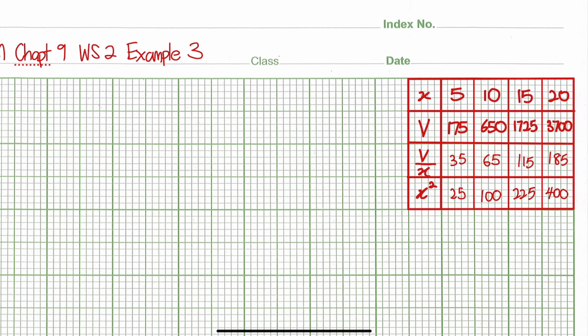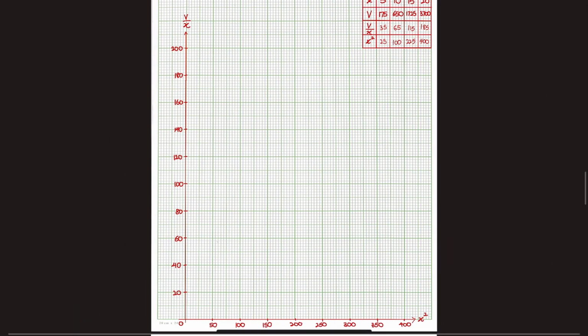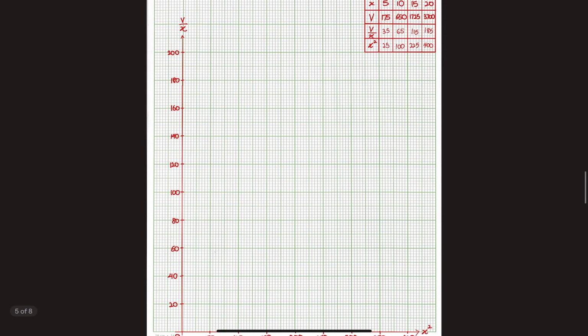Then now I can draw the graph. My axis should look something like this. Okay, this one you have to decide the axis by yourself. So if you were to use the table of values to estimate how long of the line you need, you should be able to get something like this. Then once you're done so, you can now proceed to draw the graph.